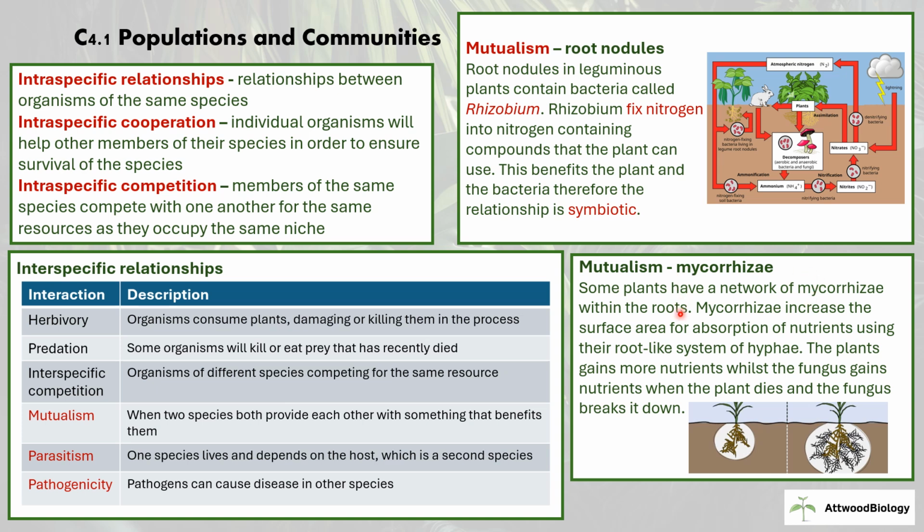Mutualism in mycorrhizae, so some plants have a network of mycorrhizae within the roots, and mycorrhizae is a fungus that lives within the roots. You can see here the difference, and what it does is its system of hyphae increase the surface area for the absorption of nutrients, and the mycorrhizae then give some of those nutrients to the plant, so the plant is able to take on more nutrients with the mycorrhizae than it would be without. So the plant gets more nutrients, the mycorrhizae get nutrients, and somewhere safe to live.